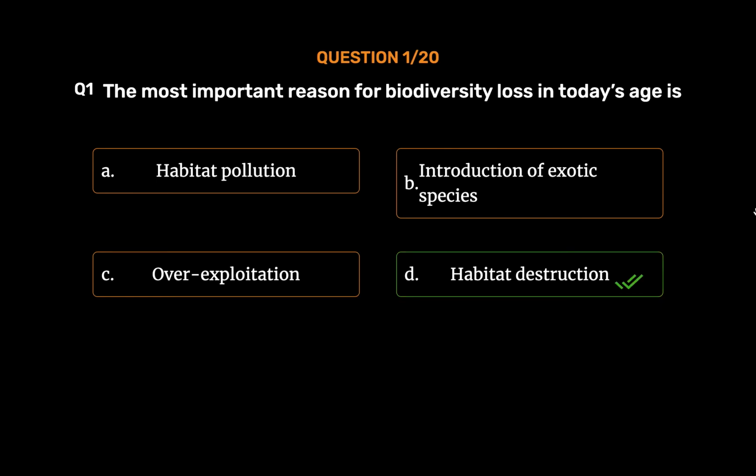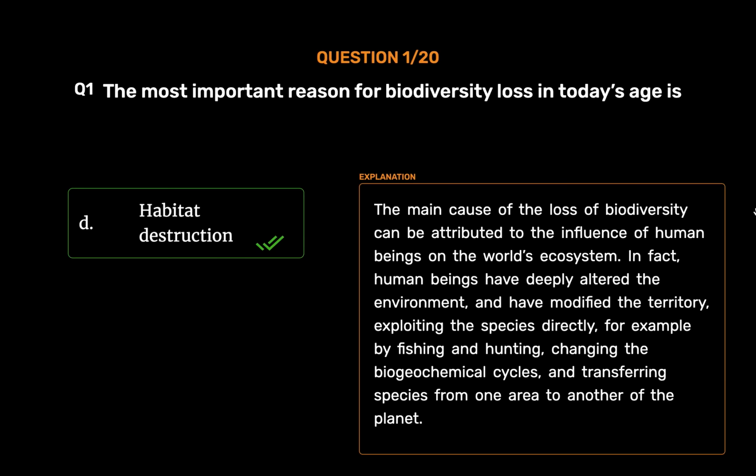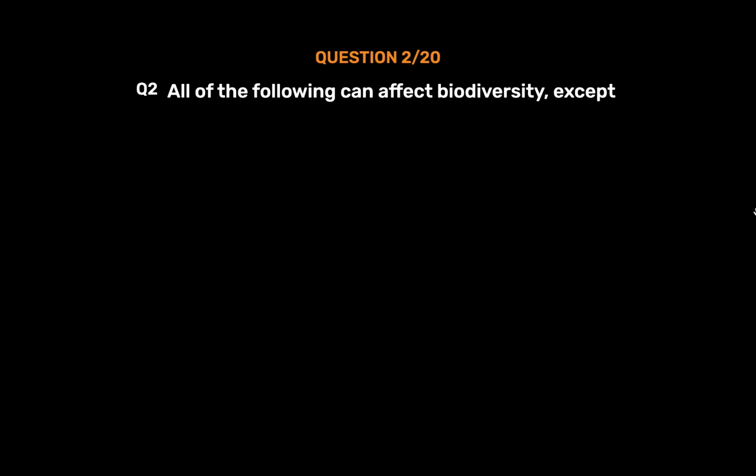Habitat destruction. The main cause of the loss of biodiversity can be attributed to the influence of human beings on the world's ecosystem. In fact, human beings have deeply altered the environment and have modified the territory, exploiting the species directly, for example by fishing and hunting, changing the biogeochemical cycles, and transferring species from one area to another of the planet.